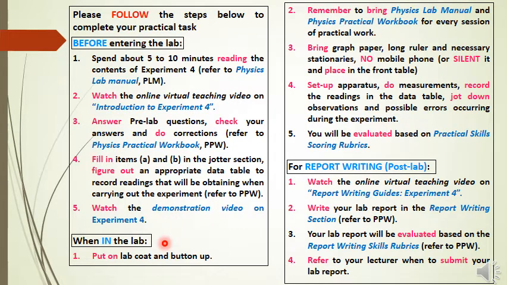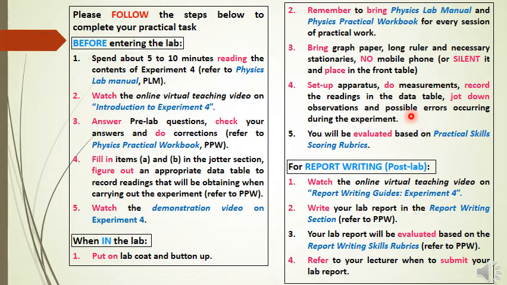When you are in the lab, step number 1, put on your lab coat and button up. Step number 2, remember to bring your physics lab manual and physics practical workbook for every session of practical work. Step number 3, bring graph paper, long ruler and necessary stationery. No mobile phone, or silent it, and place it on the front table.